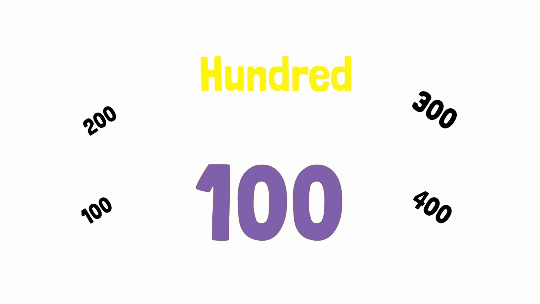Numbers in the hundreds place are 100, 200, 300, 400. The hundreds place is the third digit from the right. Thousands means 10 hundreds is equal to 1,000.